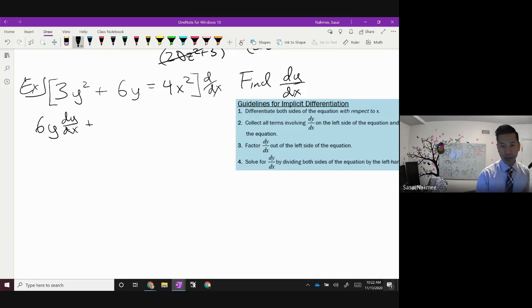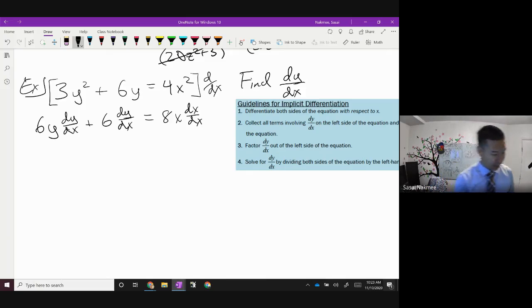The derivative of 6y. It's going to be 6 times 1 times dy/dx equals 8x, right? times dx/dx. I'll pause here for a second. I'm going to number these terms. This is going to be the first term. This is the second term. This is the third term.